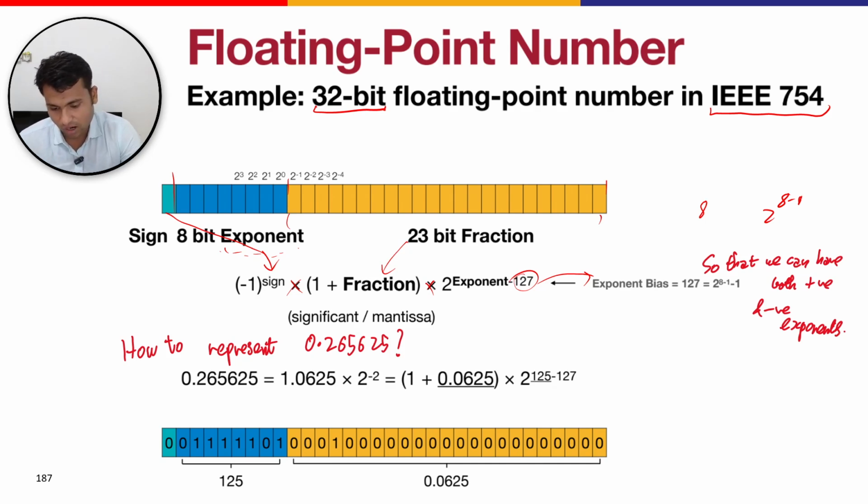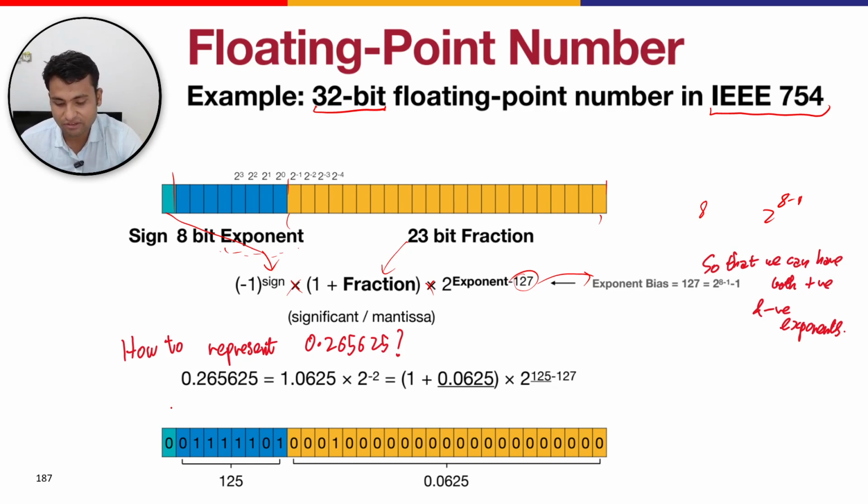So how to represent this 0.26265625 in terms of floating point number? We'll do both the examples of reverse conversion as well as representing it in that form. As we told, anything needs to be represented in 1 plus fraction form, right? So the sign bit is definitely positive here.